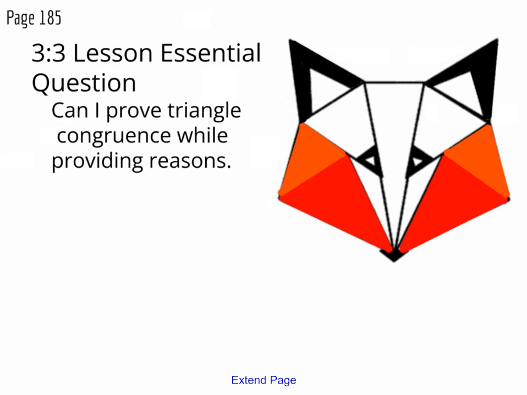Welcome to 3.3's video. So here we're going to be expanding on our 3.2 where we were proving triangles congruent, but now we're going to be providing reasons as well for each justification.